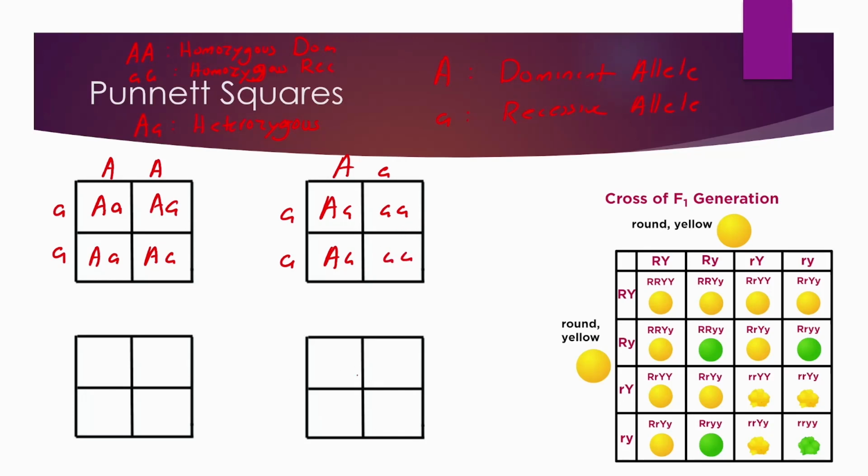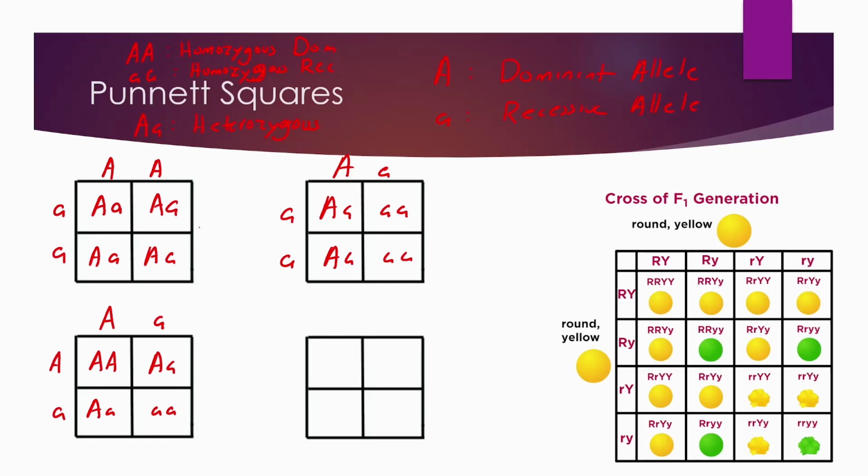Now, I'm keeping this one empty on purpose because I want to use it for a different example, but I will do one more for the sake of the exercise with two heterozygotes, where it'll cause one homozygous dominant offspring, two heterozygous offspring, and one homozygous recessive offspring.